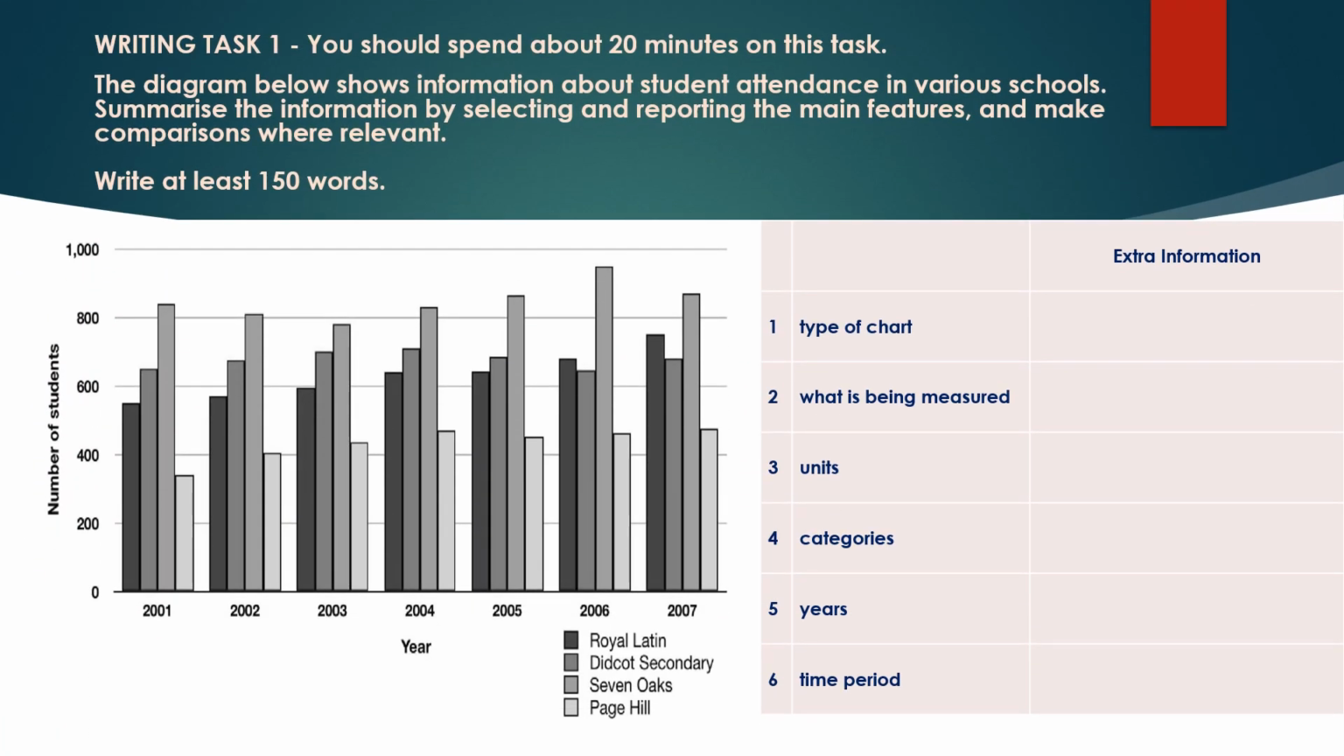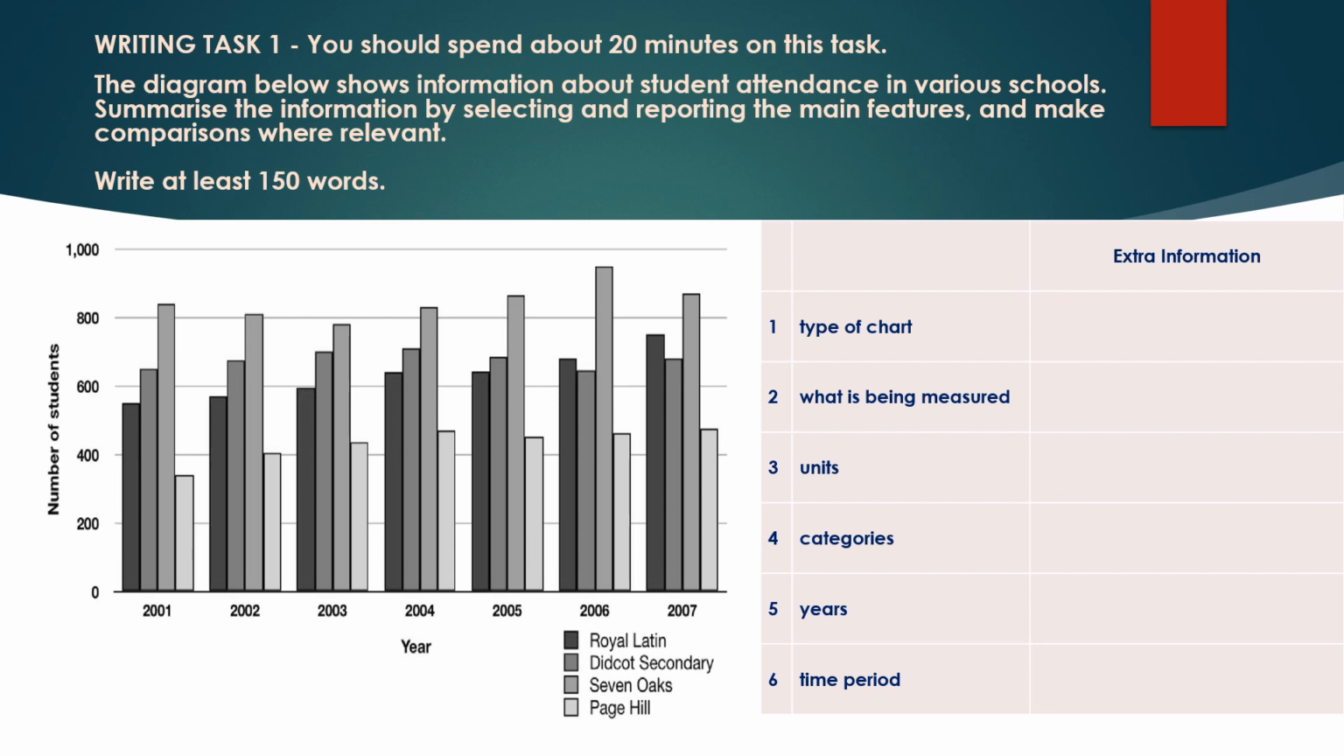Look at the example, writing Task 1. You should spend about 20 minutes on this task. The diagram below shows information about student attendance in various schools. Summarize the information by selecting and reporting the main features, and make comparisons where relevant. Write at least 150 words.